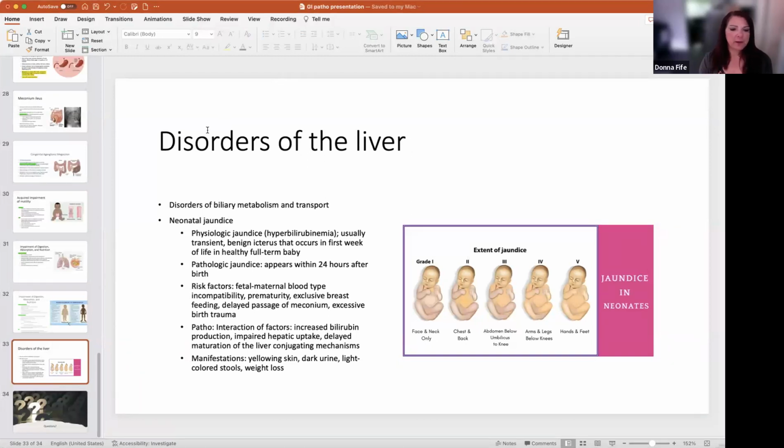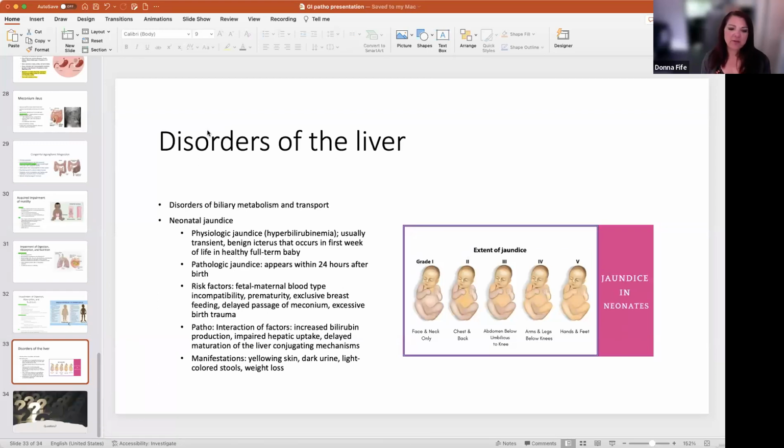Okay, neonatal jaundice, physiologic jaundice, hyperbilirubinemia. This is usually transient. It's benign icterus that occurs in the first week of life in a healthy full-term baby. Now there can be pathological jaundice, which appears within 24 hours after birth. Risk factors for this: a fetal maternal blood type incompatibility, prematurity of baby, exclusive breastfeeding, delayed passage of meconium, and excessive birth trauma.